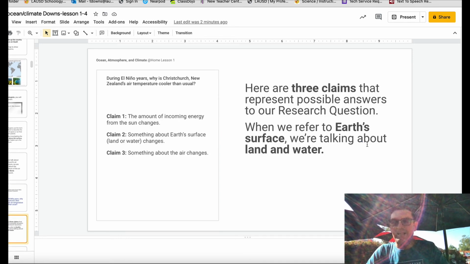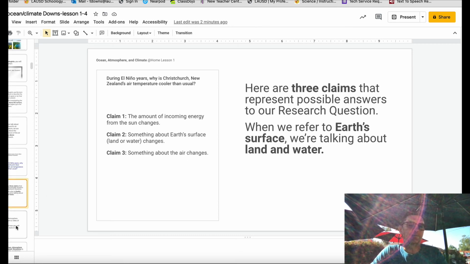Well, here are 3 claims. So we're going to think about these 3 claims tomorrow when we start playing with a sim and we start investigating things. We don't have to make these claims yet. We're just thinking about them. The amount of incoming energy from the sun changes. Could that be changing things, making the air temperature cooler? Maybe the sun gets cooler. Something about the Earth's surface, which is land or water, changes. Or something about the air changes.